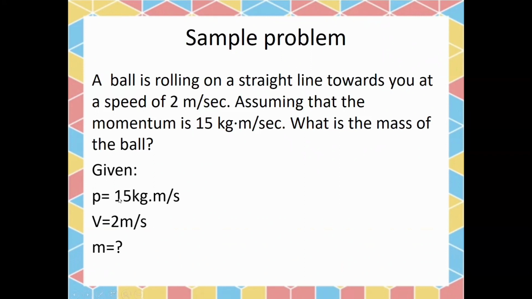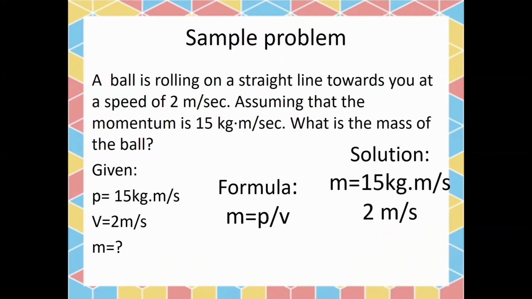The given momentum is 15 kilogram meter per second and a velocity of 2 meter per second, while we are looking for the value of the mass. So using the triangle formula, how are you going to get the formula for mass? Mass is equals to momentum divided by velocity. So, as a solution, 15 kilogram meter per second divided by 2 meter per second.